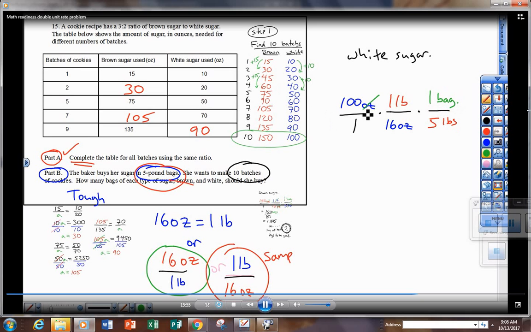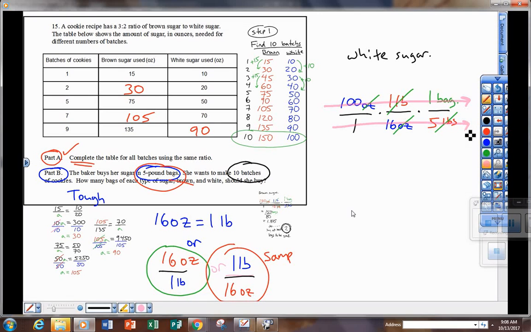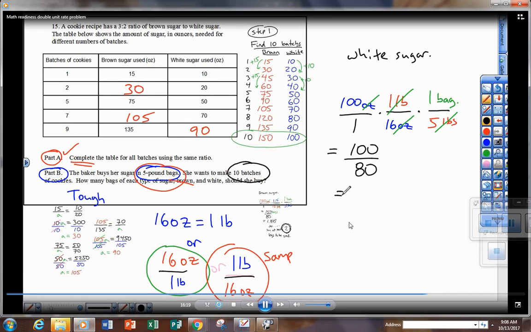Multiply straight across on my calculator. 100 times 1 times 1 is 100. 16 times 5 gives me 80 on the bottom. So I get 100 over 80, and on my calculator that gives me exactly 1.25 bags. You're not going to be able to buy a quarter of a bag, so to cover this recipe, I need to live in reality. I need to buy 2 bags of white sugar, so at least 2 bags.